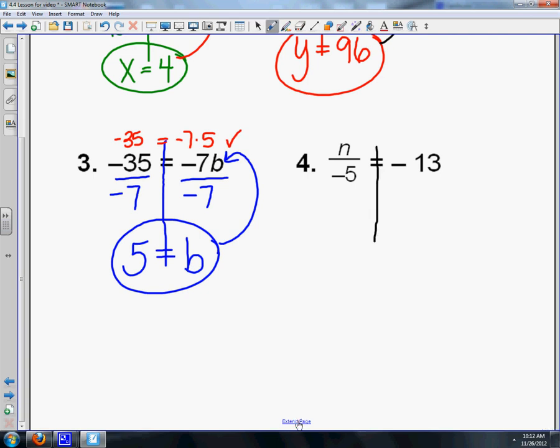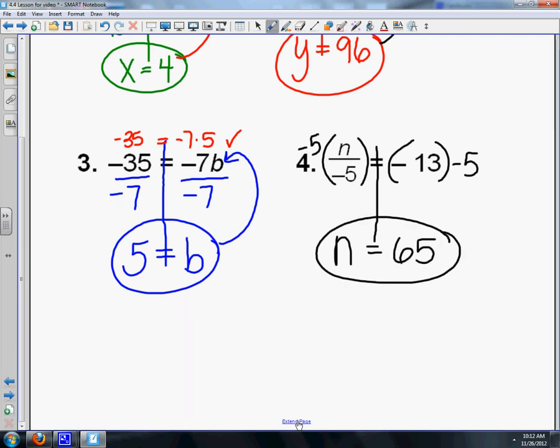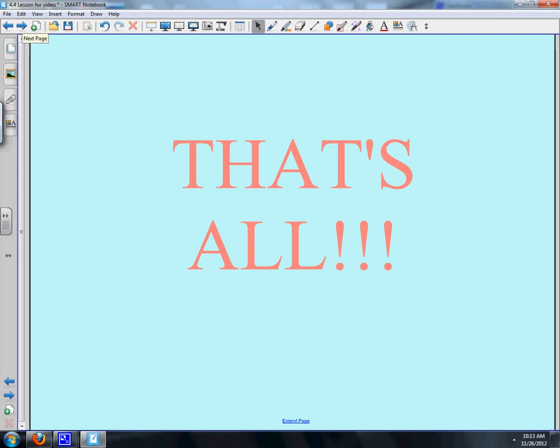All right, last problem. Something divided by negative 5 is negative 13. So what I need to do is multiply both sides by negative 5. So then I get n equals, what's 13 times 5? A negative times a negative is a positive. 10 times 5 is 50, plus 3 times 5 is 15, so that equals 65. So try it. Is 65 divided by negative 5, does that equal negative 13? Yes. All right, that is it for your notes.